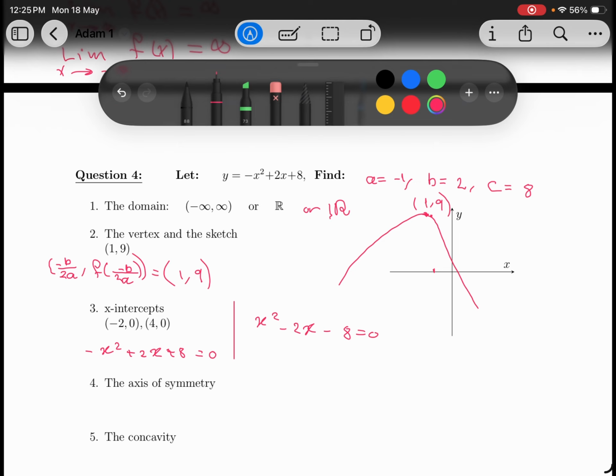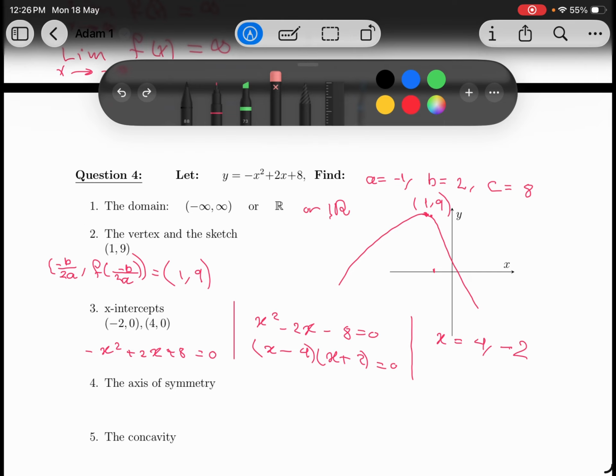Now it's easier to factor: x minus 4 and x plus 2. So we have 2 x-intercepts. One of them is x equals 4, we change the sign, or minus 2. That's why here, look at this, the x-intercepts are 4 and 0, minus 2 and 0. How? This way. Okay, so we have 2 x-intercepts.